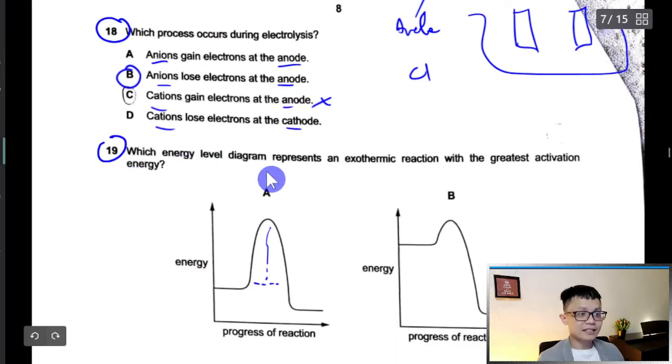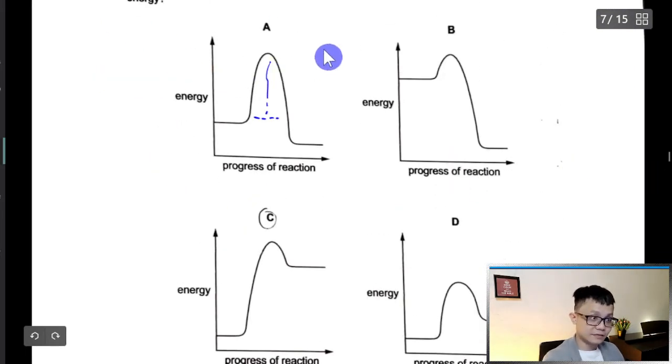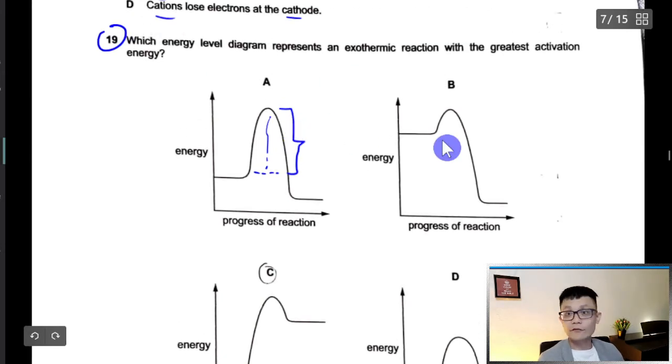19, which energy profile represents a reaction with the greatest activation energy? So the greatest activation energy is this one. Okay, so the answer will be A. Okay, this will produce and release heat. A.